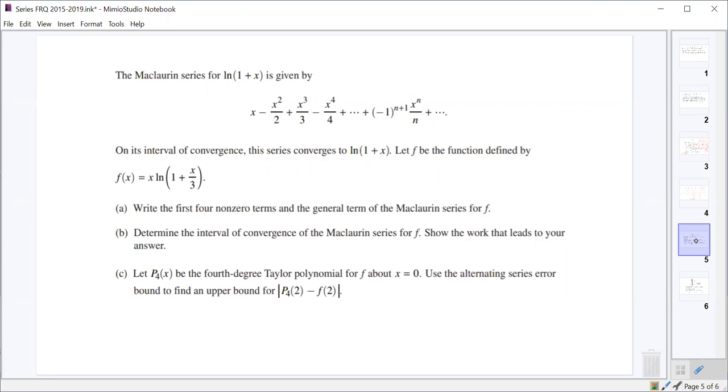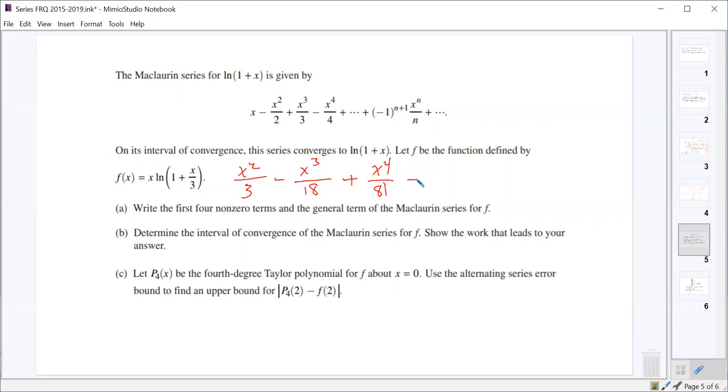So what should the first term be? We're going to replace the x with an x over 3 and then multiply by x. That first term should become x squared over 3. Everybody agree with that? Second term should become minus x cubed over 18. Next term should become plus x to the 4th over 81. And you don't have to simplify each of those.